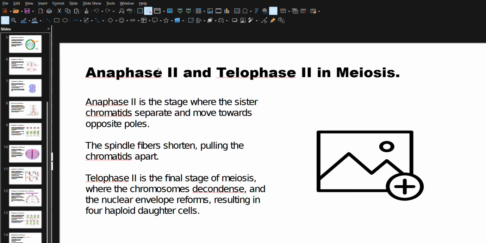Next, anaphase 2 and telophase 2 in meiosis. Anaphase 2 is a stage where the sister chromatids separate and move towards opposite poles, and the spindle fibers shorten, which pulls apart the chromatids. Telophase 2 is the final stage of meiosis where the chromosomes decondense and the nuclear envelope reforms, which results in the formation of four haploid daughter cells.